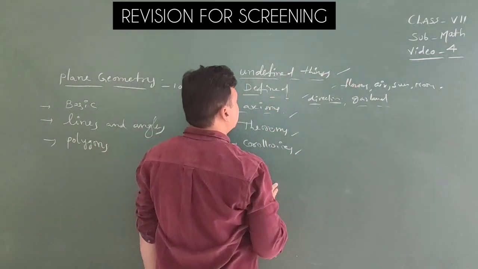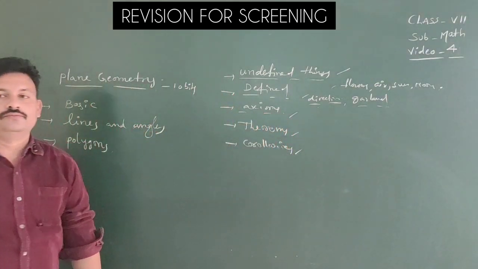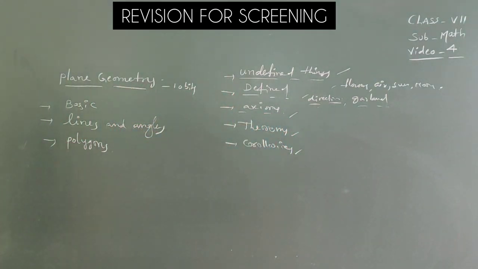The axioms are self-evident things which require no proof. Whole is always greater than its part. Equals of equals are equal. Sun rises in the east. These are all self-evident things. We know these things are true, but we can't prove the given statements. Like the sun rises in the east. From childhood onwards, we know sun rises in the east, but we did not give any proof for that. Next, theorems, which can be proved.